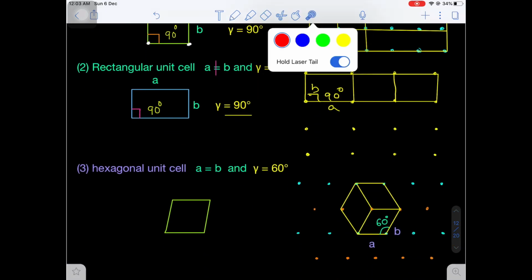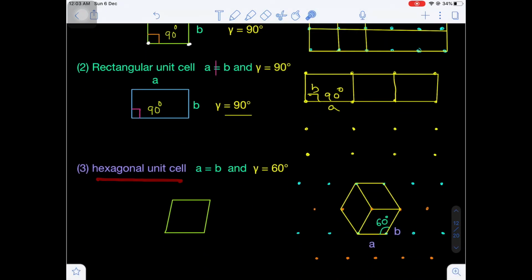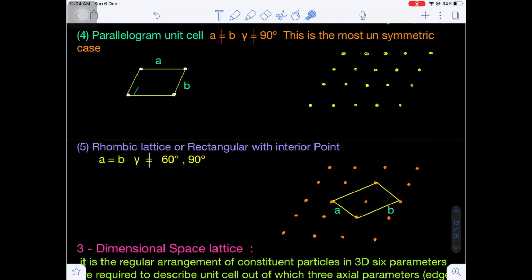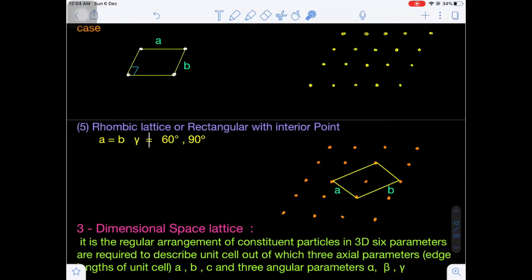Similarly, the third one is the hexagonal unit cell, two-dimensional, where A equals B and gamma is equal to 60 degrees. Now the parallelogram unit cell, where A is not equal to B and gamma is also not equal to 90 degrees. So this is the most unsymmetrical unit cell in the two-dimensional lattice. Yes or no? And the rhombic lattice, or rectangular with interior point, that means a rectangle with an interior point.